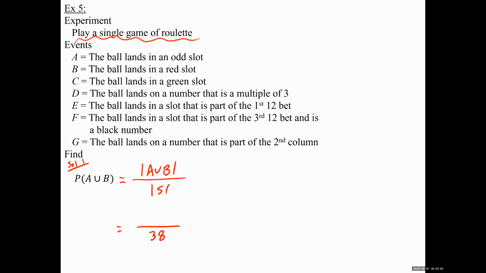Now on top, here we have A. Let's take a look at A. A are the odd slots. That means 1, 3, 5, 7, 9, and so on. There's 18 odd slots. Okay, so 0 and 00 don't count as even or odd.